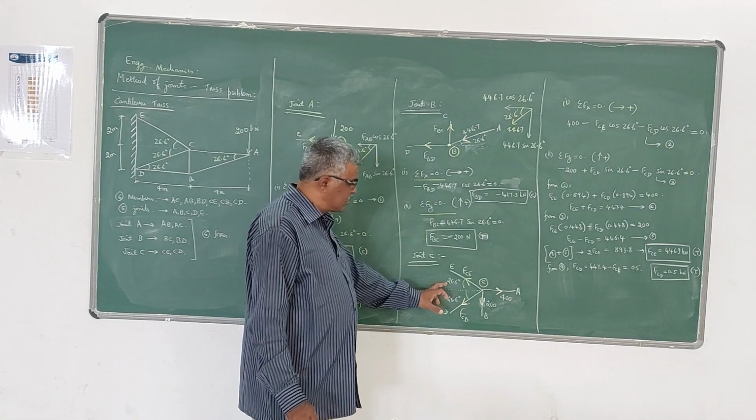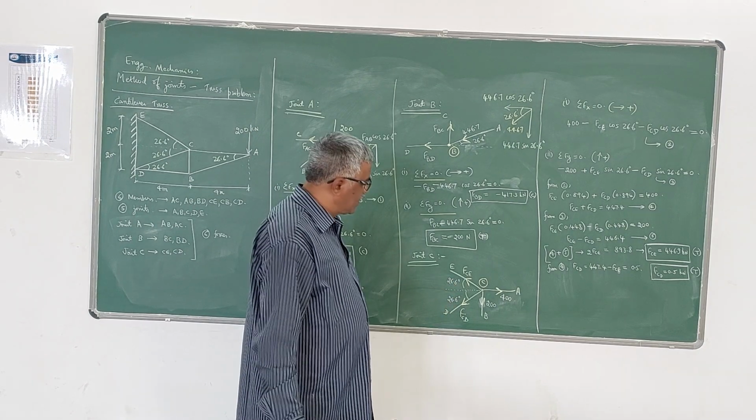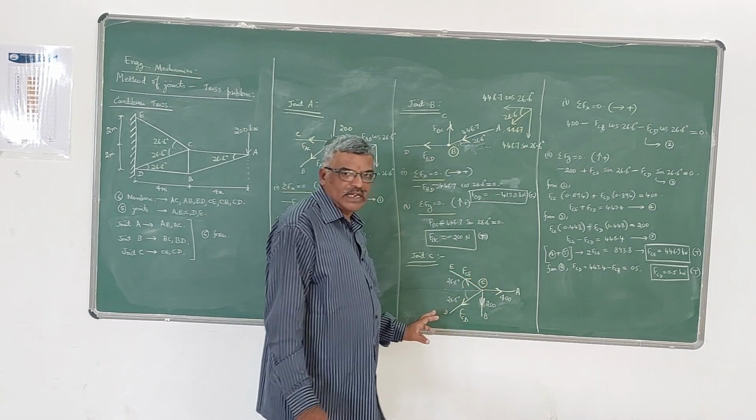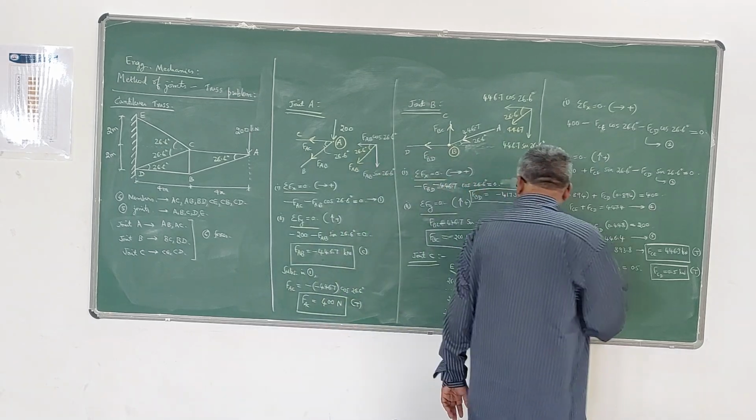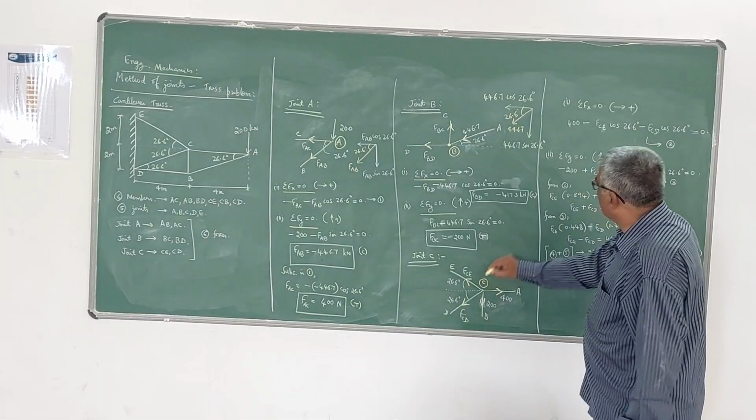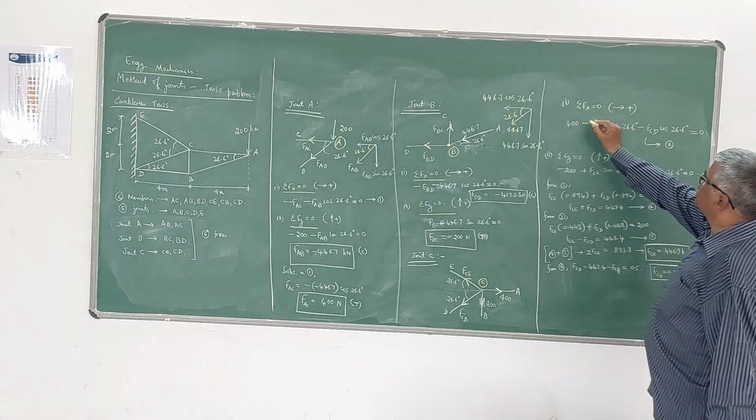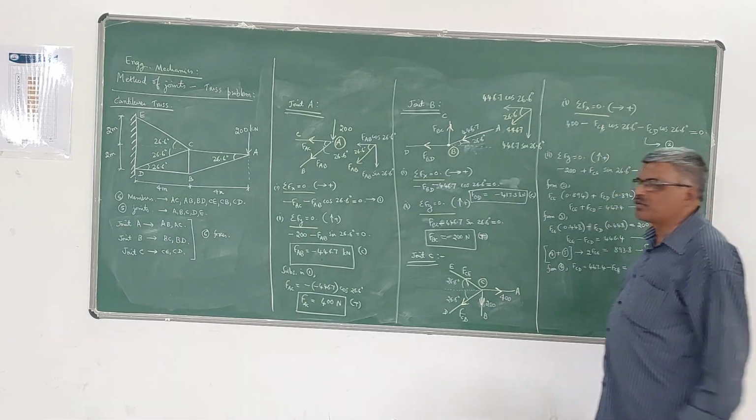And as usual, this angle is 26.6 degrees both. Now this is the free body diagram of joint C. We have to find these two forces now, so we have to apply two equilibrium equations. As usual, use sigma Fx is equal to 0 here.